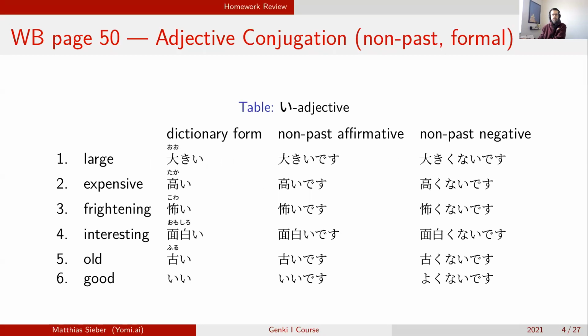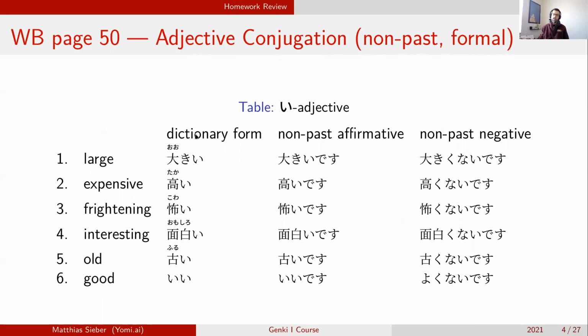Cool. All right, so let's look at the homework. We had quite a bit of homework, right? Adjective conjugation, we covered the non-past formal. There are really no surprises, maybe except for number 6, but let's go over them. So we have large, which is oki, right?